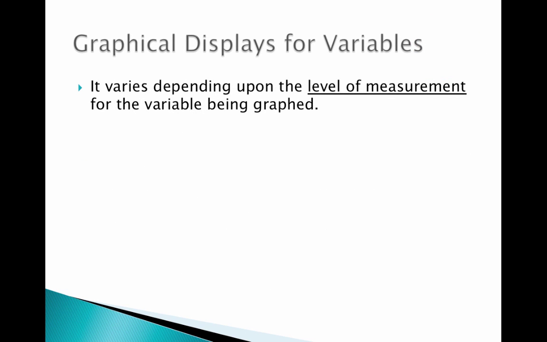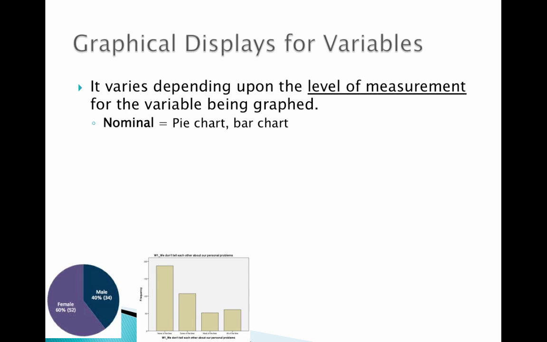Alright, so as I mentioned, graphs really depend upon the level of measurement that we have for a variable. So when we have nominal variables, really we can only use pie charts and bar charts. Same thing with grouped ordinal, interval, and ratio variables. We can use a pie chart and a bar chart. And really, if you think about this, what are we seeing in a bar chart and a pie chart? These are describing different categories or different groups of people. So these graphs are just describing groups of people, not necessarily numbers or data per se.